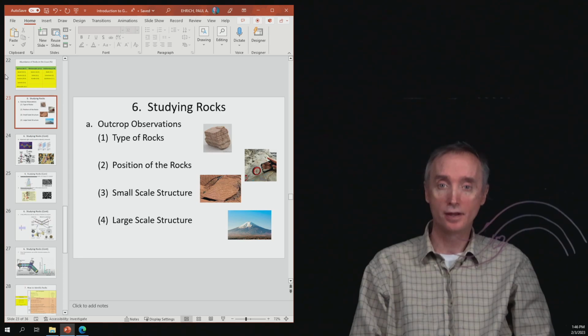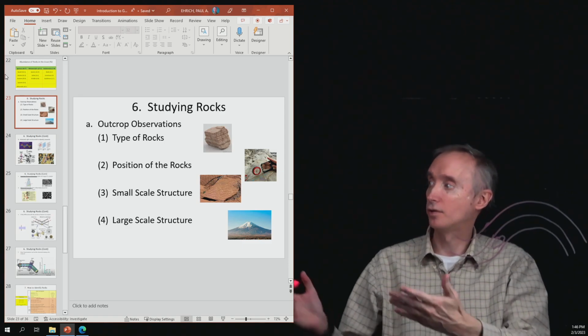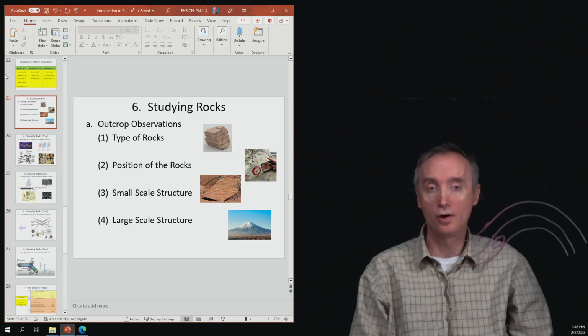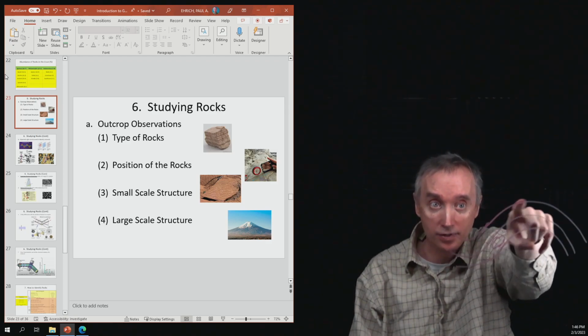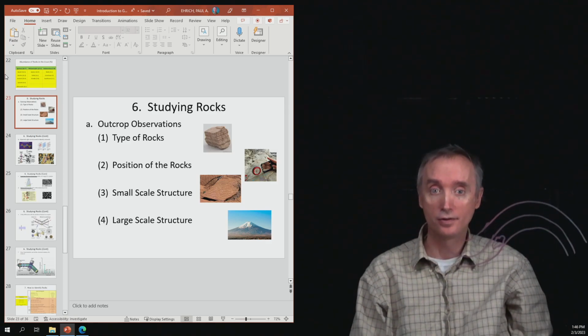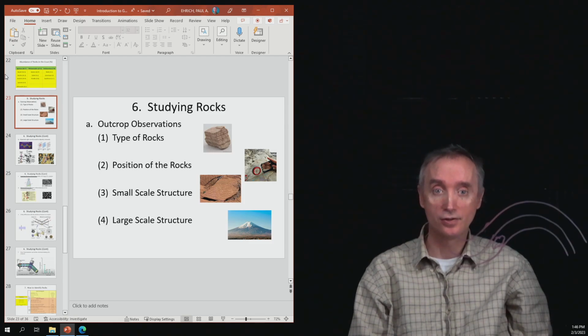Then the fourth thing there is large scale structures. So when a geologist is in the field, they look around and they look for the large scale structures such as the synclines and anticlines. Other things that they look for is volcanoes. That tells you that this is an igneous area.